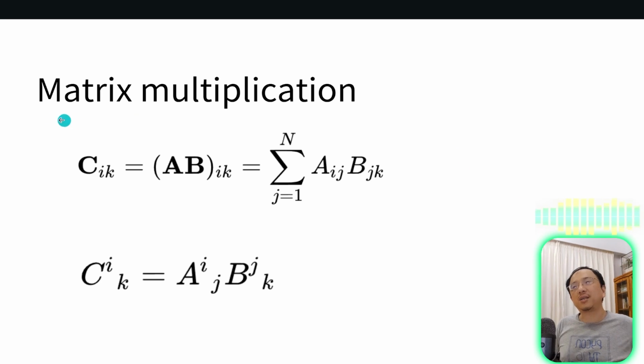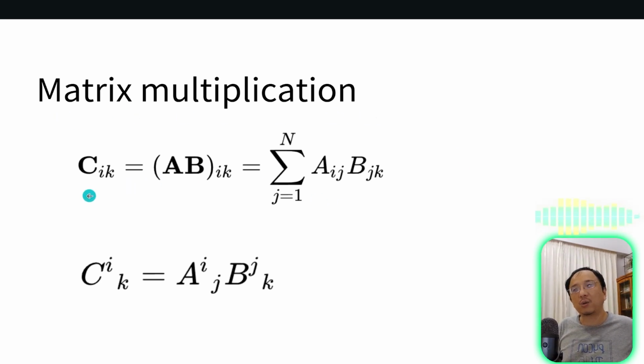So for example, for matrix multiplication, if we already know everything, we can write the matrix multiplication in Einstein notation in both of these forms. One is using the more strict form, with the superscript and subscript convention here. So you can see that the j and j are cancelled out together.